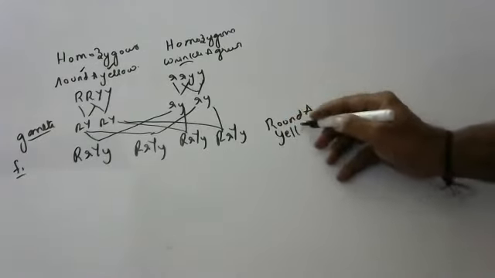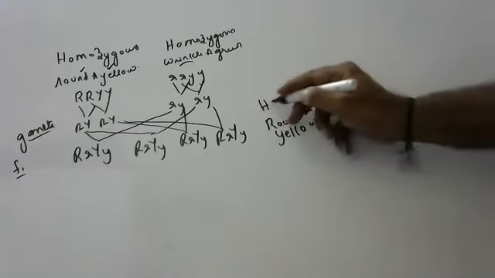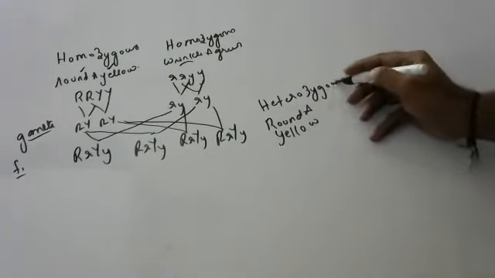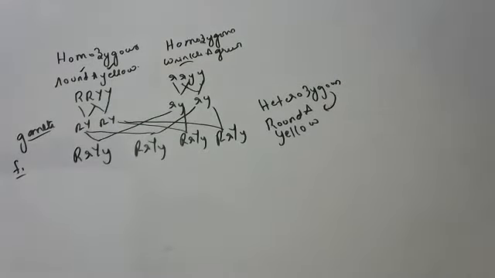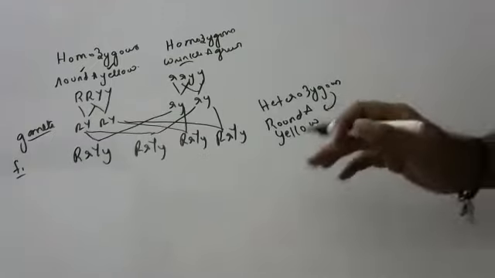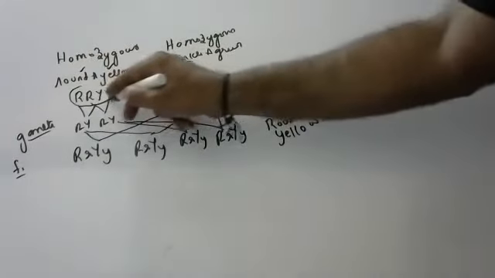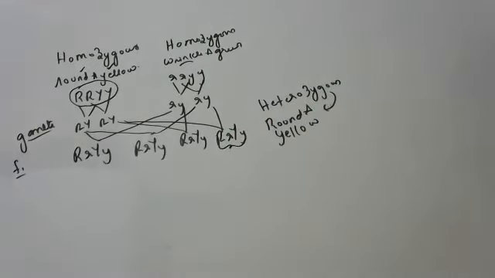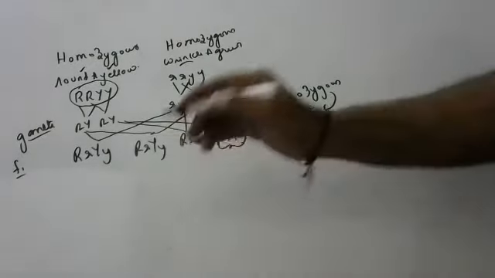But they are heterozygous, round and yellow. For appearance, children, they will be round and yellow. Homozygous means, see, this is really homozygous. These are heterozygous. Okay, these are heterozygous round and yellow.